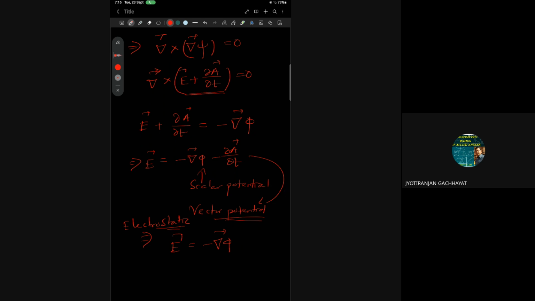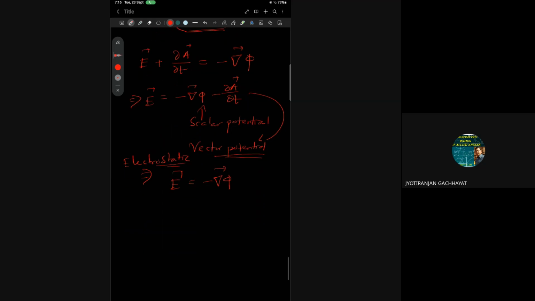Now let us try to see what happens to the other two Maxwell's equations. Other two Maxwell's equations.